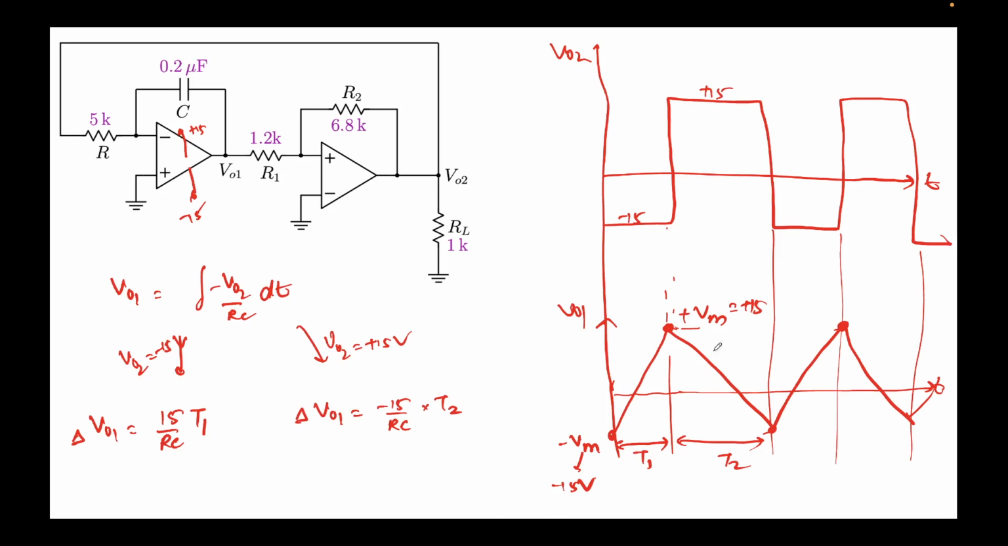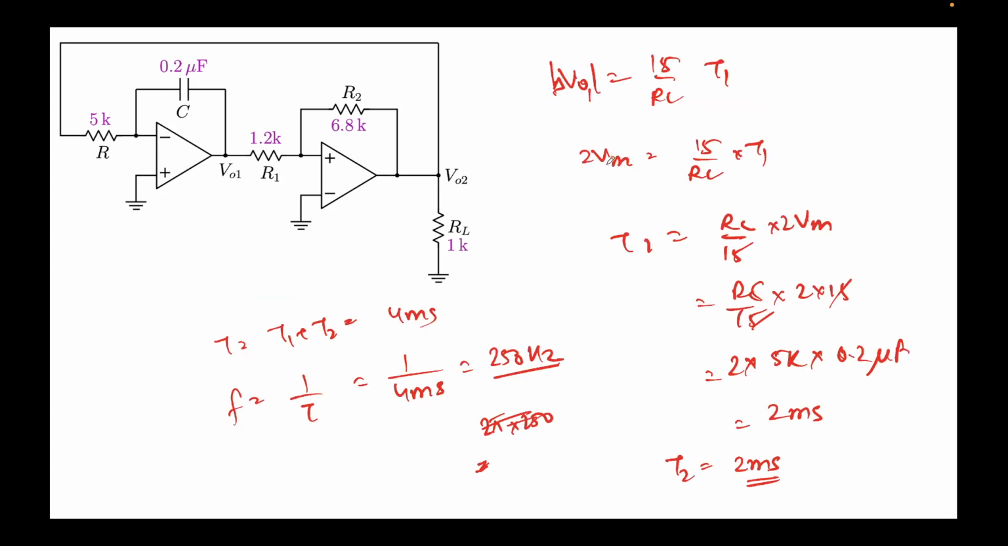So the approach remains correct, in the sense that we have v02 which is over here, and it's only going to swing, this swing can be maximum between plus and minus Vm, so that's what we are restricting ourselves to. If we do that, the maximum swing is delta v01, which is 15 over RC times t1. t1 is the rise time, you can say. So this will be 2 Vm, so it will be 2 RC, and RC if we put 5 times 0.2, this will turn out to be 1 millisecond, so that turns out to be 2 milliseconds.